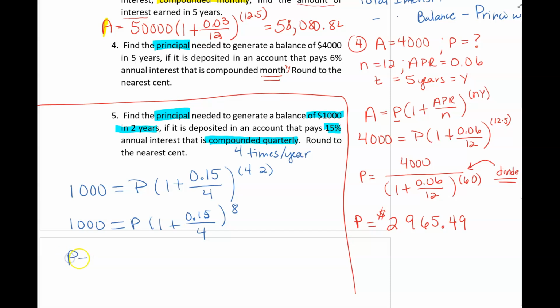So to get P, remember you're going to do 1,000 divided by, this time, all of that. And I got $744.90.